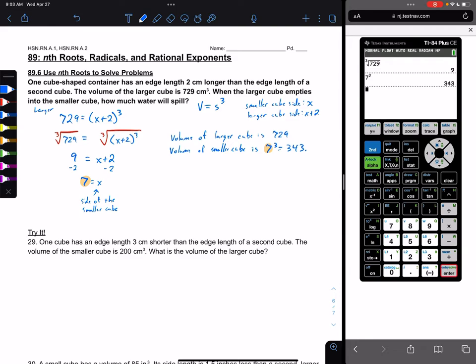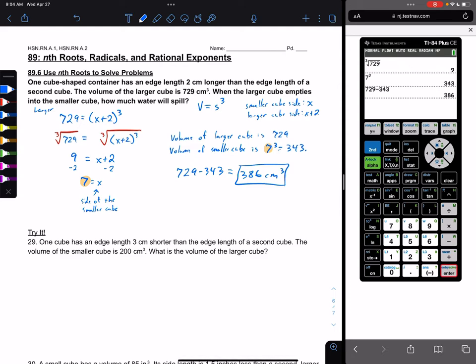It doesn't answer it. It says when the larger cube empties into the smaller cube, how much water will spill out? So to figure that out, we would have to do 729 minus 343, because that smaller cube is only going to be able to hold 343 centimeters cubed. So 729 minus 343 will be 386. So the question, when the larger cube empties into the smaller cube, how much water will spill? You would spill 386 cubic centimeters of water.